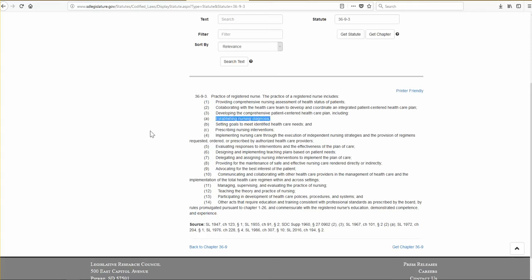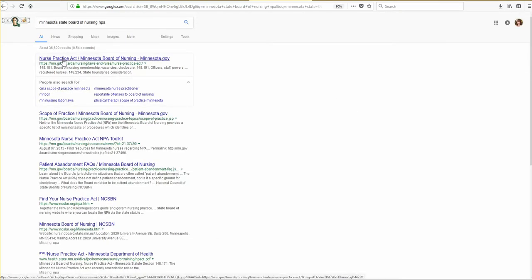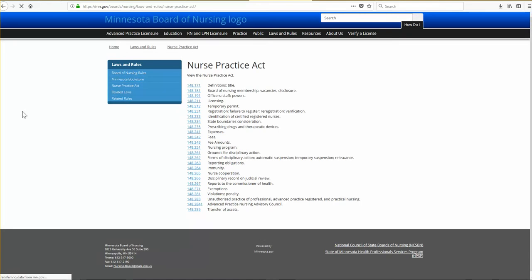If you've ever heard a nurse educator say, I don't like nursing diagnoses, or kind of joke about them, maybe we need to take a step back and not do that, since they are still in our state boards, in our Nurse Practice Act. So we really need to rethink what we say to students and how we play that out. Let's take a look at Minnesota's real quick.